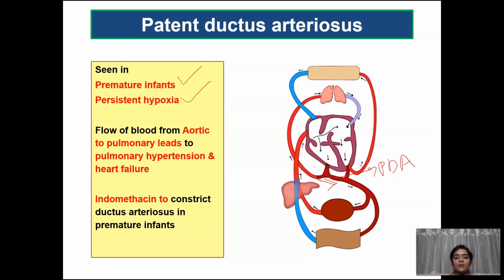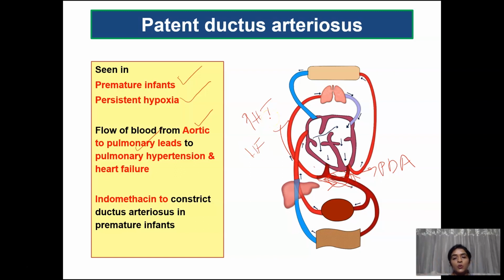So in this condition, blood flows from the aorta to the pulmonary trunk, because the aorta has higher pressure and blood flow compared to the pulmonary trunk. So there is entry into the pulmonary trunk from the aorta through the patent ductus arteriosus. When the blood enters from the aorta into the pulmonary trunk, it leads to pulmonary hypertension and heart failure.